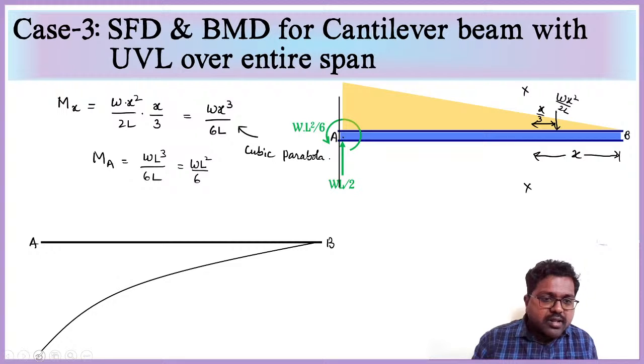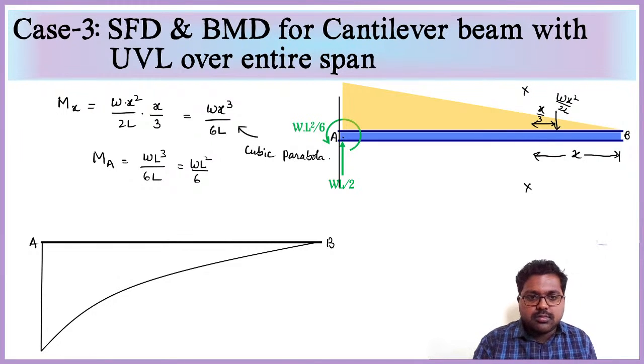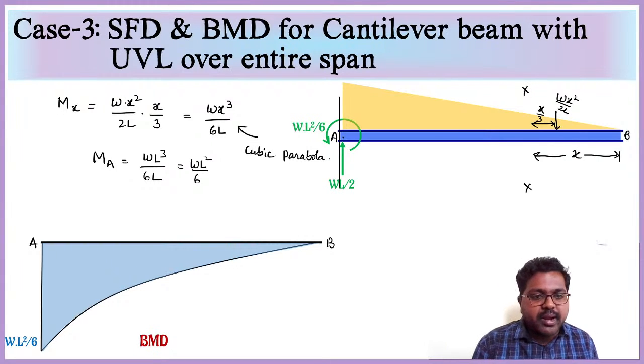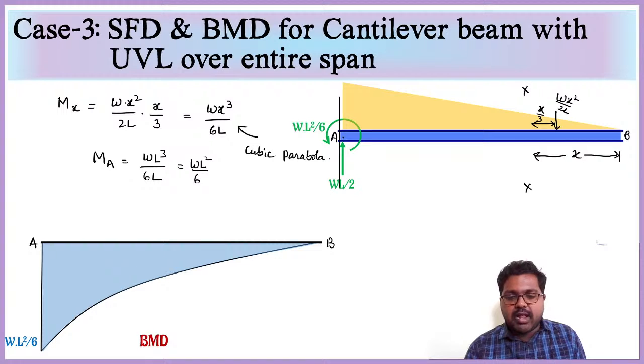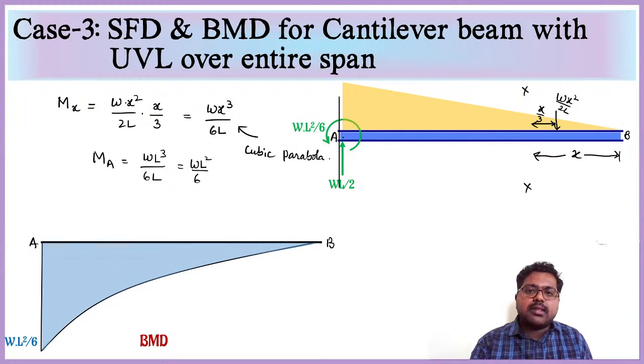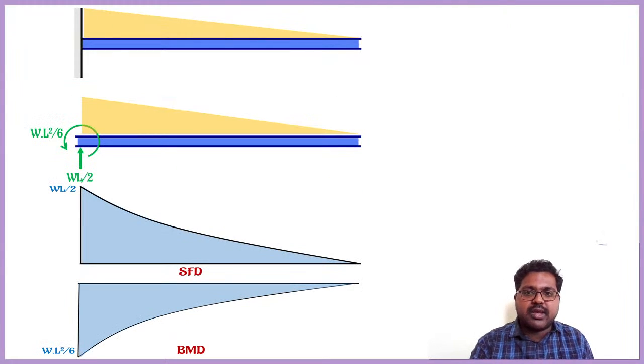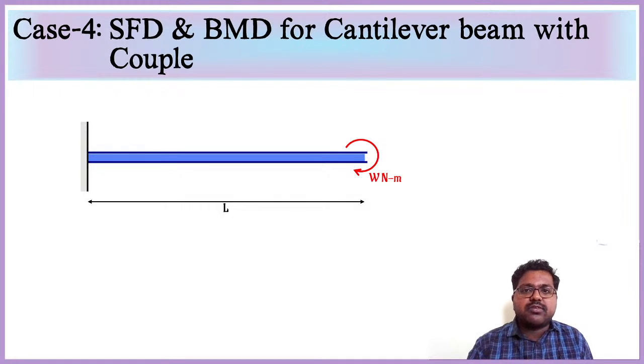Here we have the WL square by 6 value. Then at the point A, the same reaction moment of WL square by 6 is opposing, so it will become 0. This is the bending moment diagram we got. WL square by 6 is the maximum bending moment value we have.